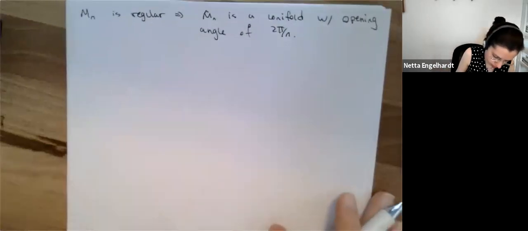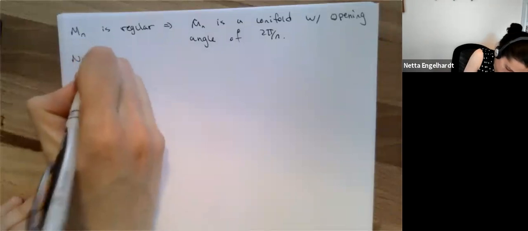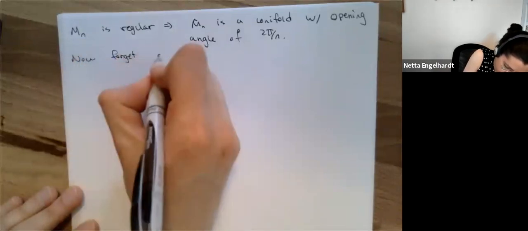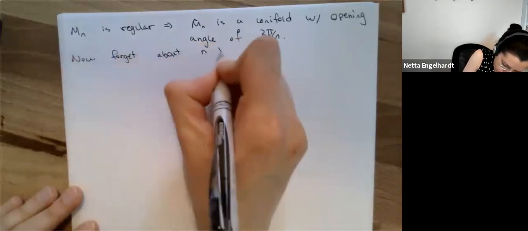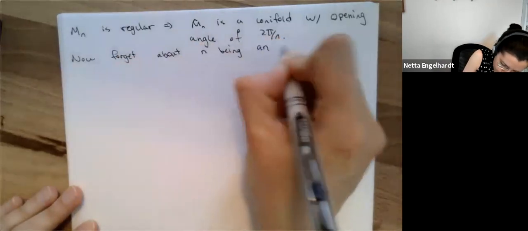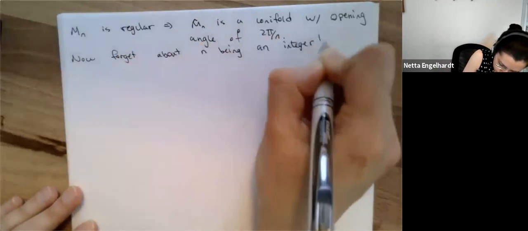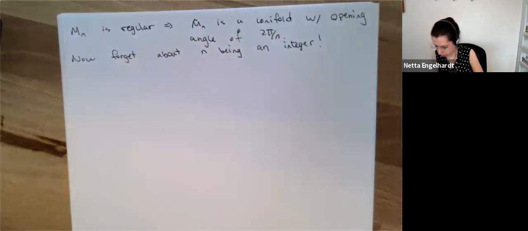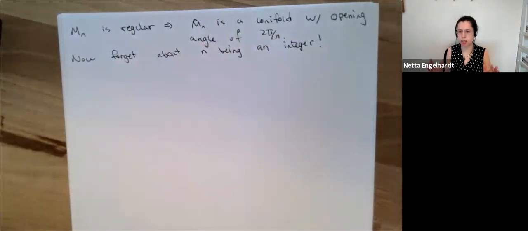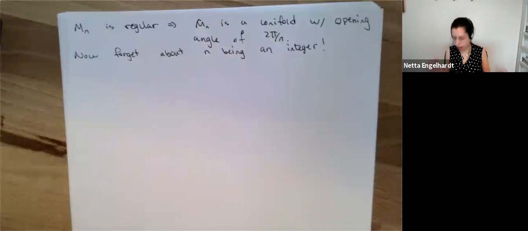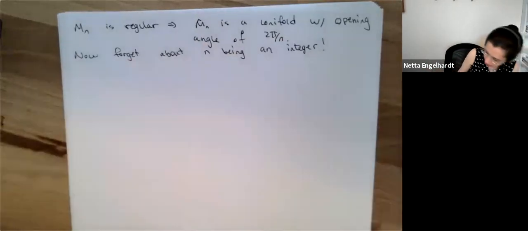So now forget about n being an integer. Just take n to be real. You have some geometry with a conical singularity. The conical defect is parametrized by this real parameter n. And then what we do is we check out the dynamics.